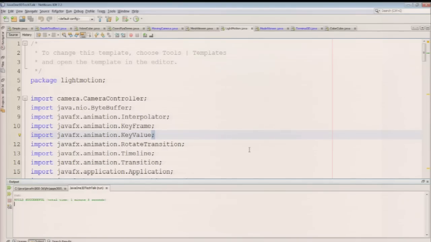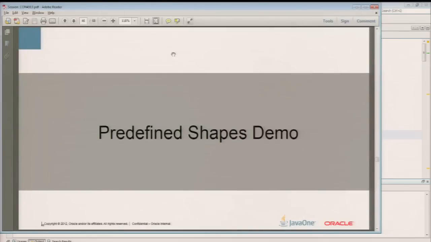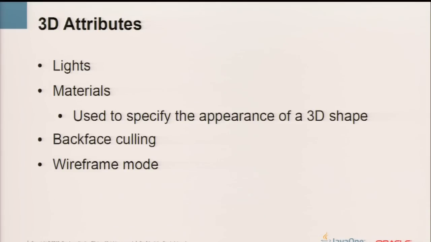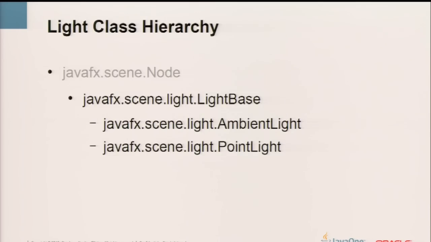We're going to talk about materials next. So far we've not talked about anything other than the geometry, but there are also different attributes. We've got lighting and materials. Materials are used to specify the appearance of the shape. Lights are used to define the environmental lighting, similar to the way you'd use lights in a photo shoot. We have a couple of other attributes like culling and wireframe mode, which we showed earlier. All right, go ahead.